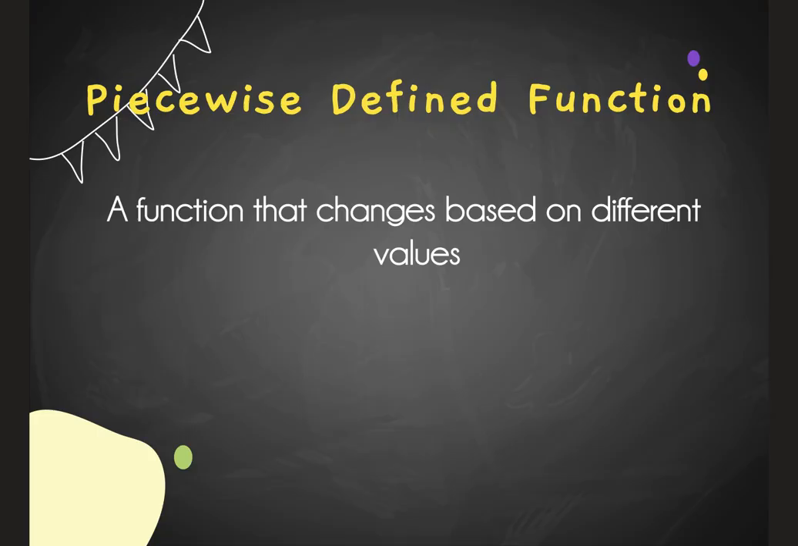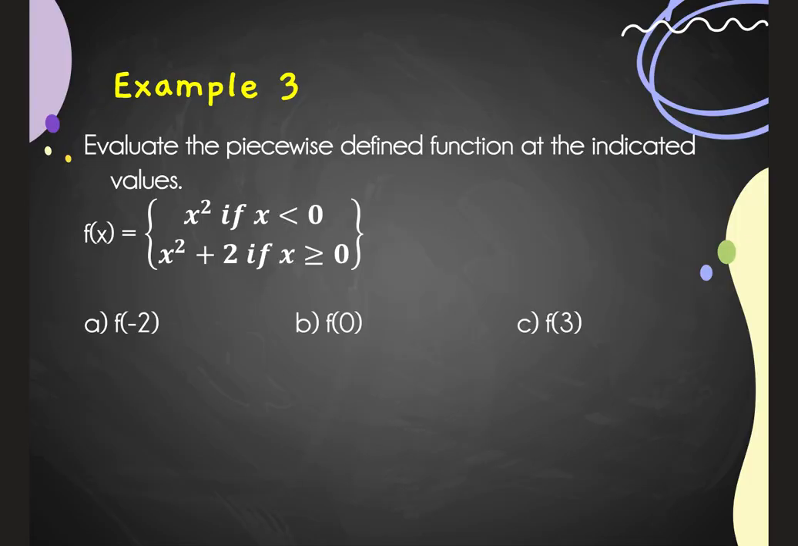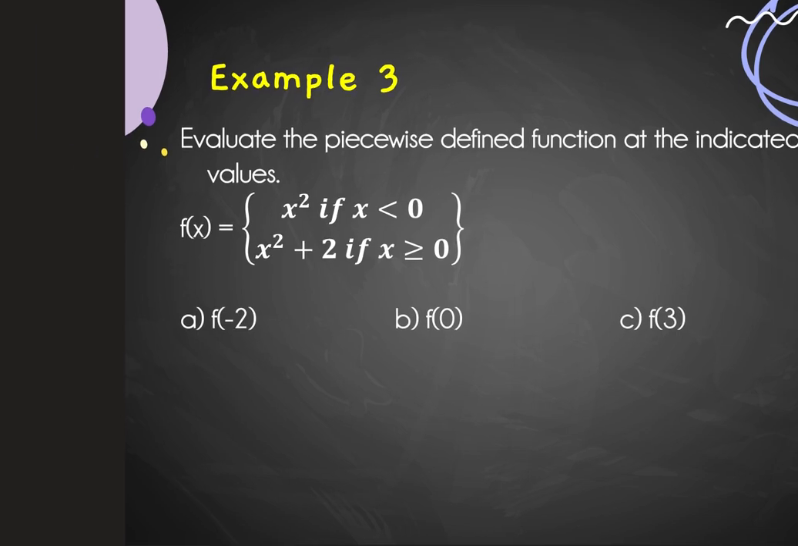All right, now we're going to talk about piecewise defined functions. So these are functions that change based on different values. So you will see these have multiple functions. They look something like this. And it says, in this case, f of x is x squared if x is less than 0. And f of x is x squared plus 2, thank you, if x is greater than or equal to 0.